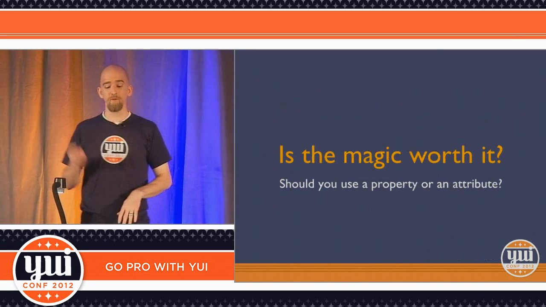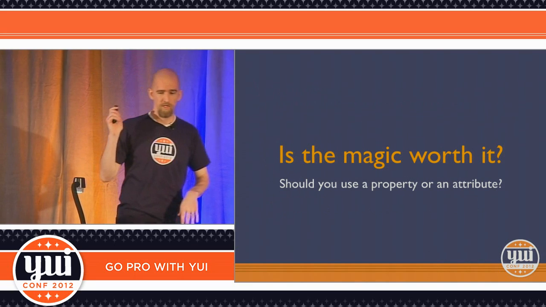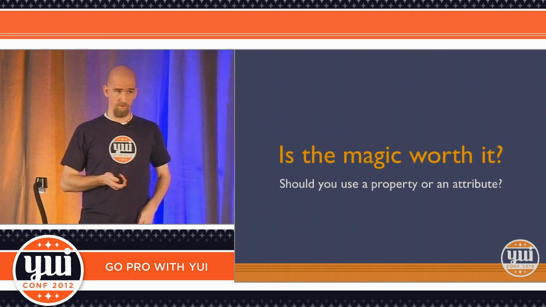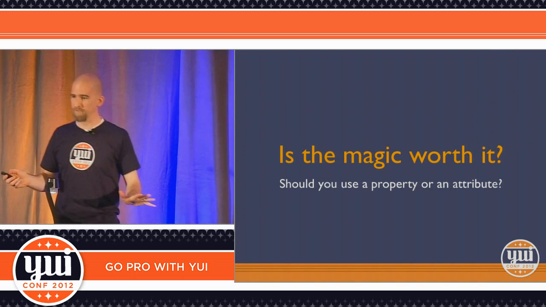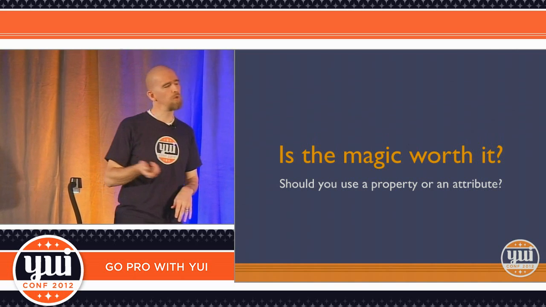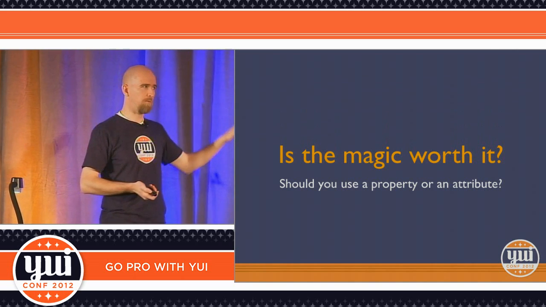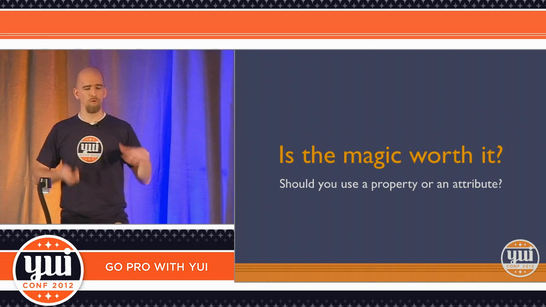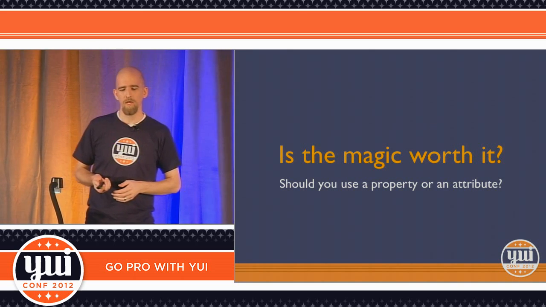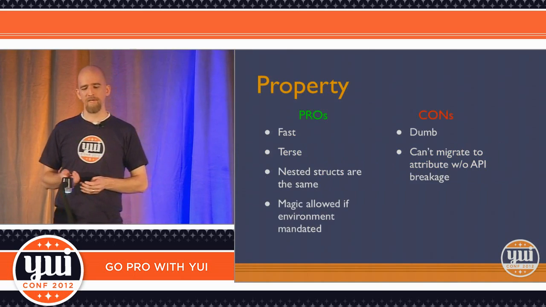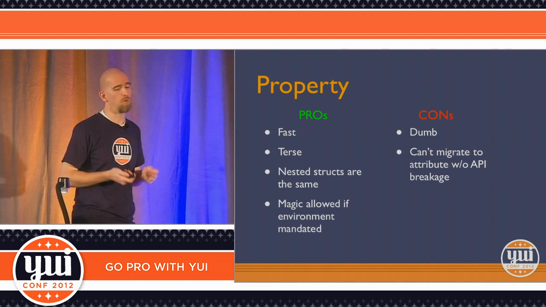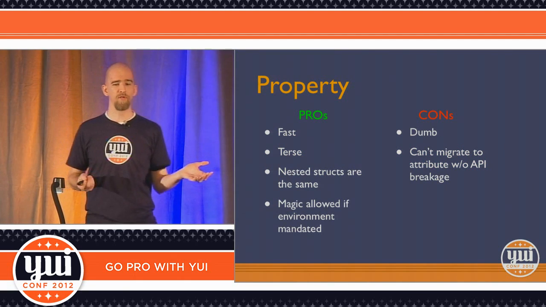Okay, so is it worth it? Here we go. Should you use a property or an attribute? You've waited all this time for this, right? So we've looked at those numbers, and some of the numbers seemed high, some of the numbers seemed low. Hopefully I gave a little bit of context to it. But let's break it down into some pros and cons. So we have a property. What are the pros and cons of a property?